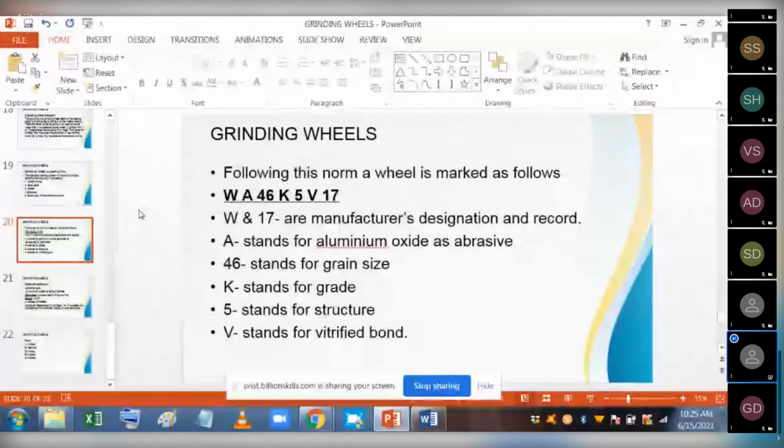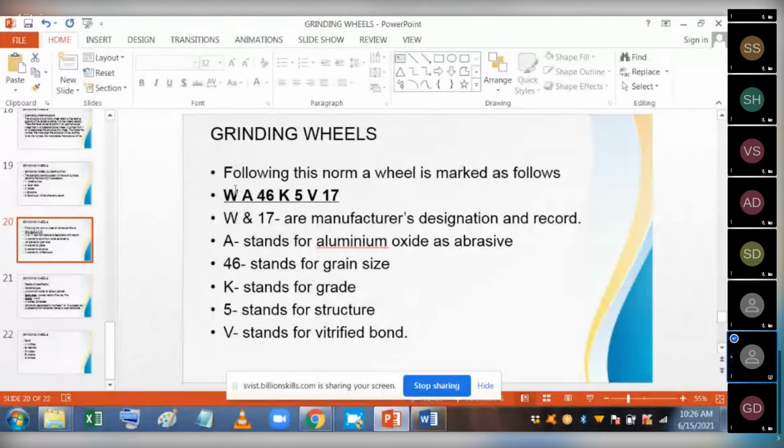Specification is just written like this: W A46K5V17. That is the specification of a grinding wheel. Now what does it say? It says W and 17 are the manufacturer's designation and record. W is a manufacturer's trade name or something like that.